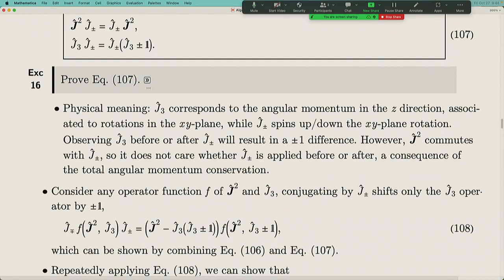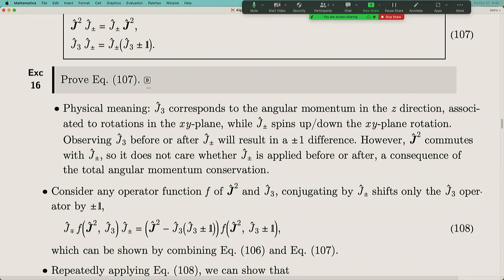And then if we consider any function of J square and J3, you can put it in any function. For example, a function like that, which means it's a polynomial of the J square operator and the J3 operator. Then what you can do is slide the raising and lowering operator through. What happens is that J square doesn't get changed because of the commutation. J3 gets modified by plus or minus 1, based on that. But then if you slide this through, you get J minus plus and J plus minus meeting each other.